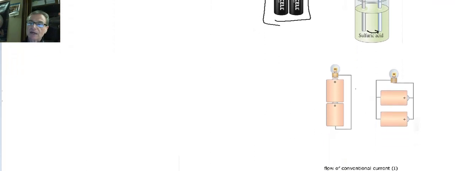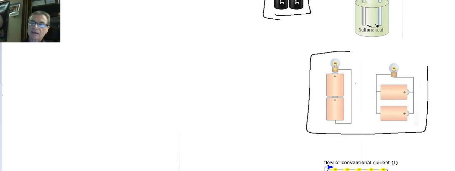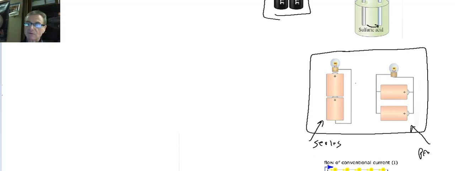So if we come down here a little bit, we have two basic kinds of setups, right? The one on the left is called a series setup, a series circuit. And the one on the right is called a parallel circuit. We don't have to worry about the differences between series and parallel right now, but you can probably clearly see there is a big difference between the two. The one on the left, if you don't recognize it, is the common way that a flashlight is set up.